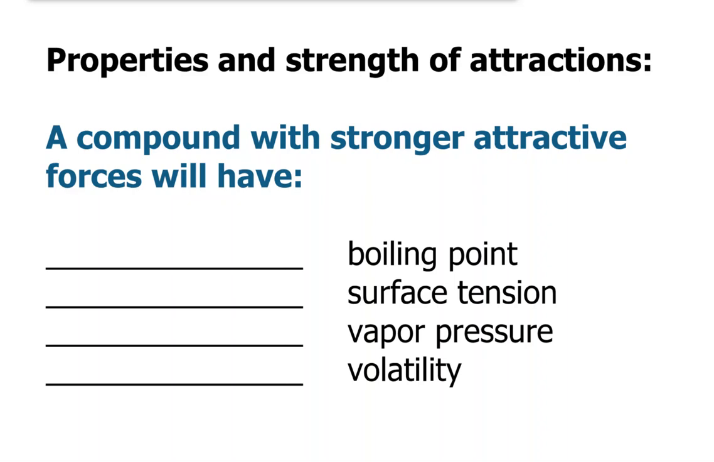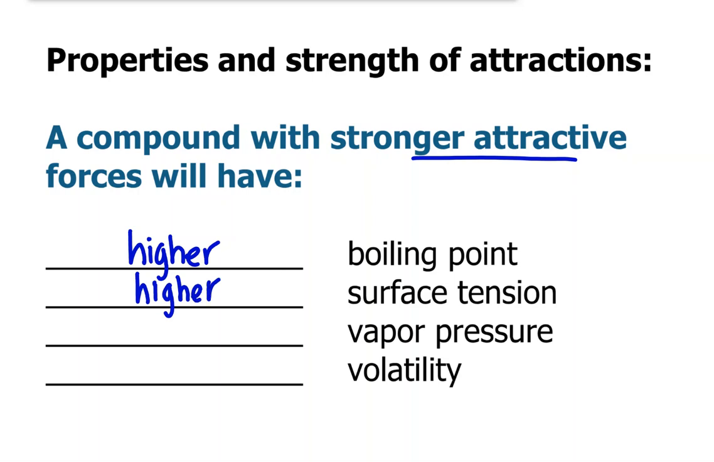So in other words, boiling point. If you have a liquid and the molecules are stuck to each other and they're really stuck tightly, then you have to really heat them up, get them moving fast before they'll separate into a gas. So a compound with stronger attractive forces will have a higher boiling point. You have to really heat them to get them to separate. Surface tension has to do with the molecules being attracted to each other. And so if you have stronger attractive forces, then you'll have a higher surface tension.